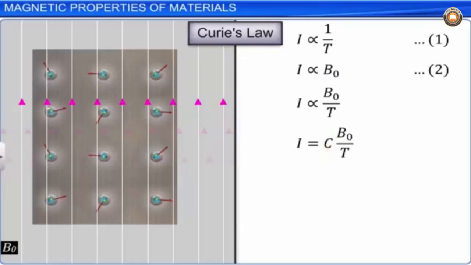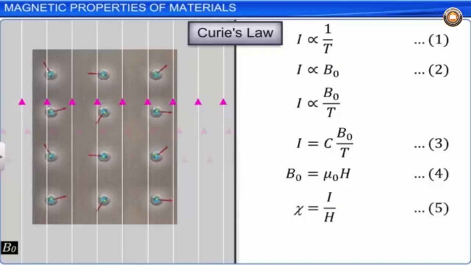We know that B0 is equal to mu0 H. Let this be equation 4. We also know that the ratio of magnetization to magnetic intensity is magnetic susceptibility. That is, chi is equal to I by H. Let this be equation 5.